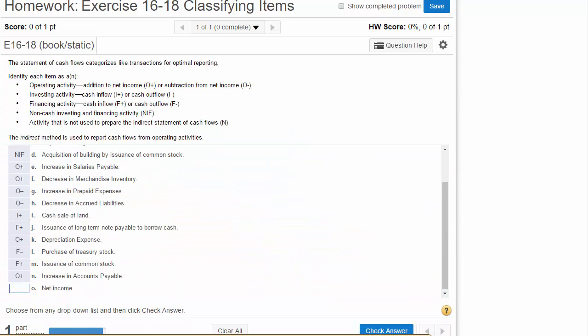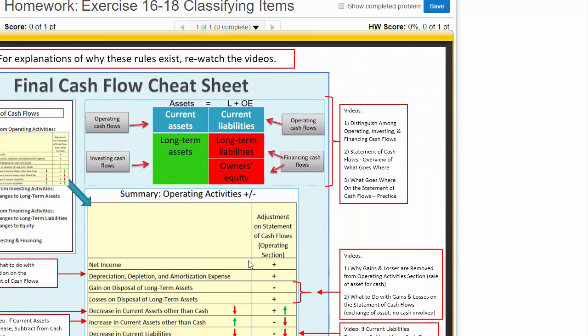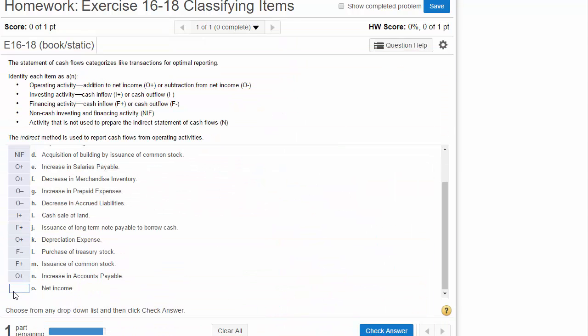And then net income. Remember, net income goes into the operating activity section. And since it's a net income instead of a loss, it is a plus.